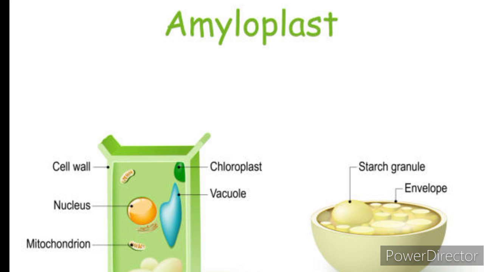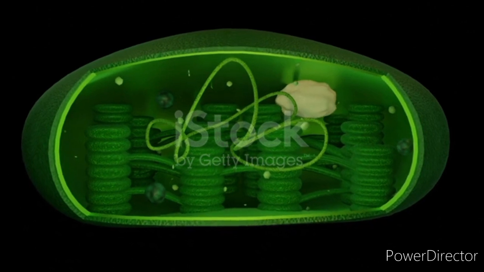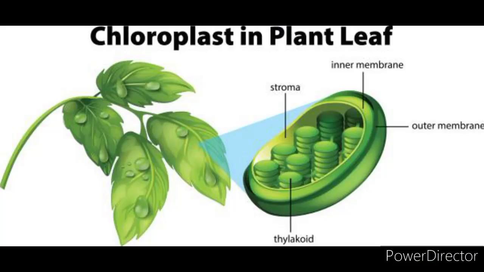Plastid interconversions. Plastids can transform from one type to another in response to environmental cues or developmental needs. For instance, chloroplasts can convert into chromoplasts in ripening fruits, leading to changes in pigment content.